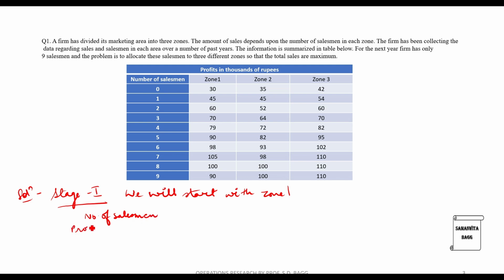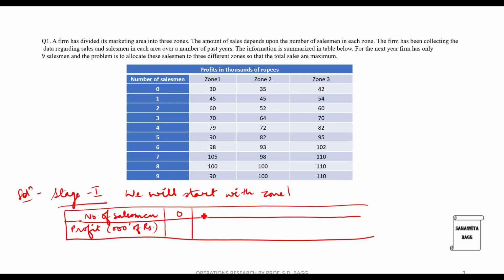and then I'll write down profit in thousand of rupees. So I'll start with 0. You can just write down from here 0, 1, 2, 3, 4, 5, 6, 7, 8, 9. And then I'll write down the value of the profit for zone 1. That is the first column. So this is 30, this is 45, 60, 70, 79, 90, 98, 105, 100 and 90. So this is the first stage where I will write down for zone 1. Then I'll go for stage 2.